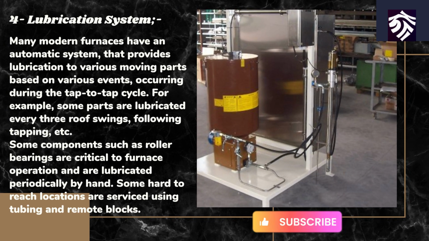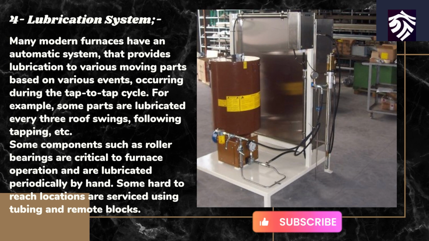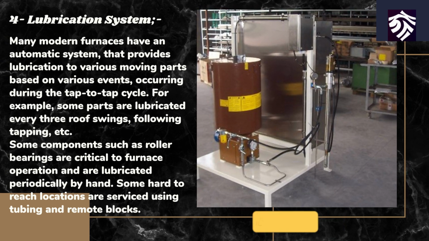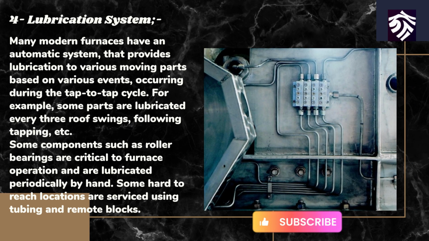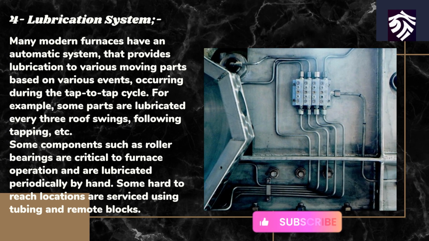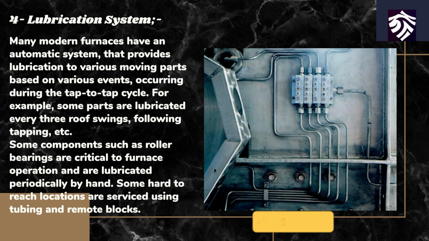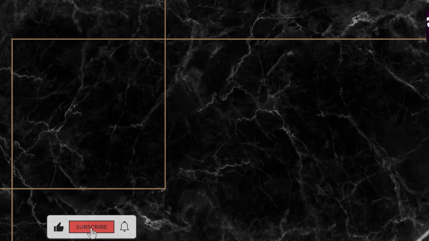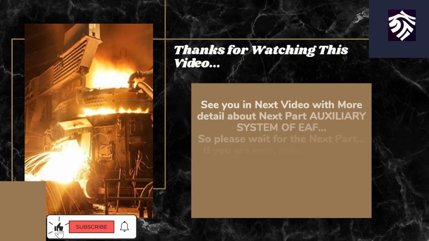Lubrication system. Many modern furnaces have an automatic system that provides lubrication to various moving parts based on various events occurring during the tap-to-tap cycle. For example, some parts are lubricated every 3 roof swings, following tapping, and more. Some components, such as roller bearings, are critical to furnace operation and are lubricated periodically by hand. Some hard-to-reach locations are serviced using tubing and remote blocks.